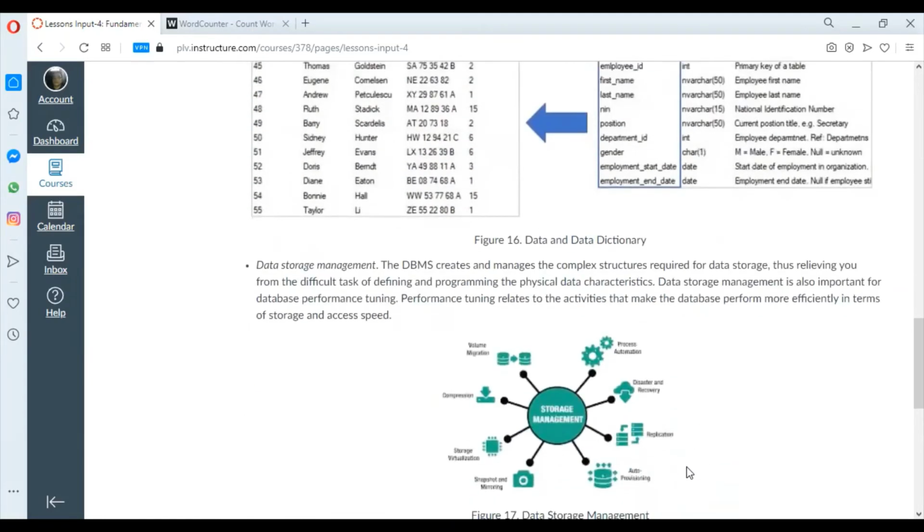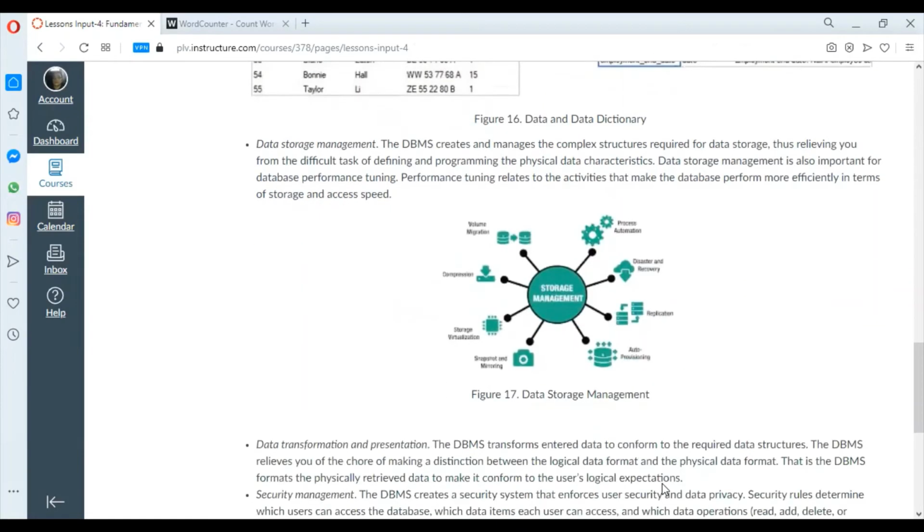Data storage management. The DBMS creates and manages the complex structures required for data storage, thus relieving you from the difficult task of defining and programming the physical data characteristics. It is also important for database performance tuning. Performance tuning relates to the activities that make the database perform more efficiently in terms of storage and access speed.